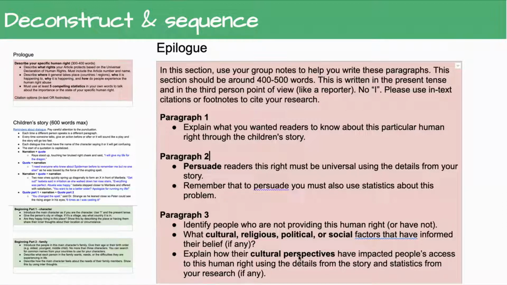Because I've noticed that sometimes teachers will say, oh, I just want students to analyze. Remember to analyze in the epilogue. What we're doing during our co-planning is saying, tell me more about what you expect in the analysis. And then teachers will say, oh, well, I want them to talk about the cultural, religious, and political or social factors that have impacted people's access to human rights.